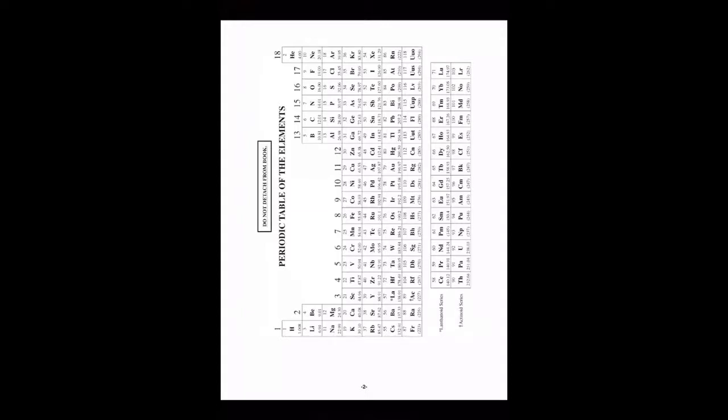We know the trend of the periodic table: from the top to the bottom, the size, the radius of the atom, will increase because of the increased number of shells. So here, we know that strontium will have a larger size than magnesium.